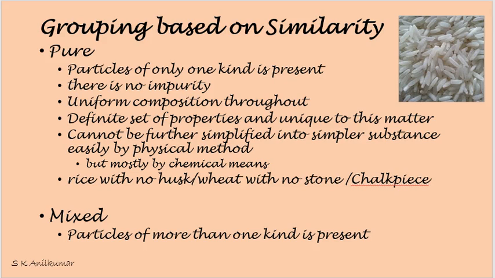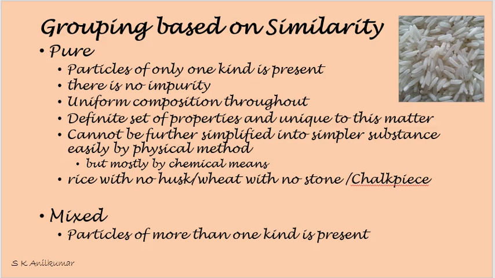You can crush it, you can grind it, you can boil it and steam it, and it will change the way it is. But by physical methods, you cannot further simplify it. It has a definite set of properties. All rice will be of similar length when you take a handful of rice. It will be of almost similar weight and almost similar content. That is called a definite set of properties, and it is unique to this matter.